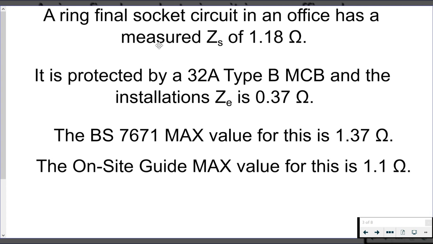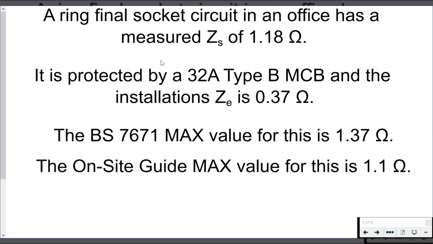Now, the example we have here is a ring final socket circuit in an office. It's had a measured earth fault loop impedance of 1.18 ohms. At the origin of the supply for this circuit, we have a 32 amp type B MCB, and after some further investigation, we identify that the external earth fault loop impedance, the Ze value, is 0.37 ohms.